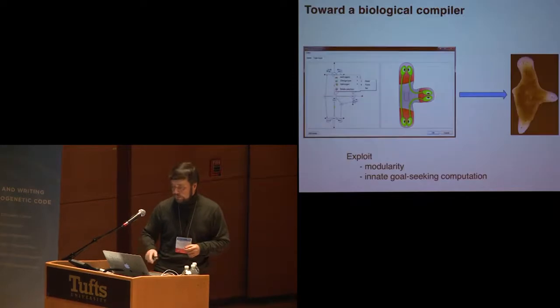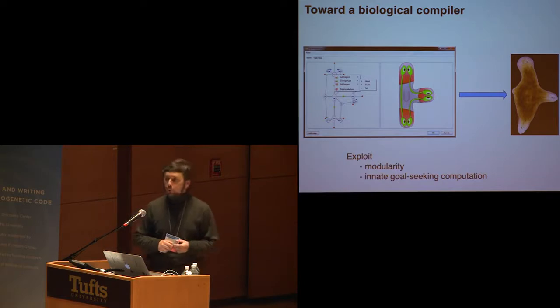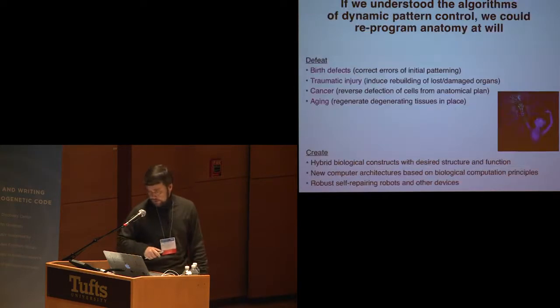So for the future, what I think we at some point are going to have is a kind of biological compiler, where you can literally sit down and design an animal in a particular anatomy, and you're going to exploit the modularity and the innate goal-seeking computation that living systems already know how to do, and it's going to fill in the steps needed to give you the creature that you want out of this. So I think that if we understood the algorithms of dynamic pattern control, basically we would have made a large progress towards resolving these fundamental issues.